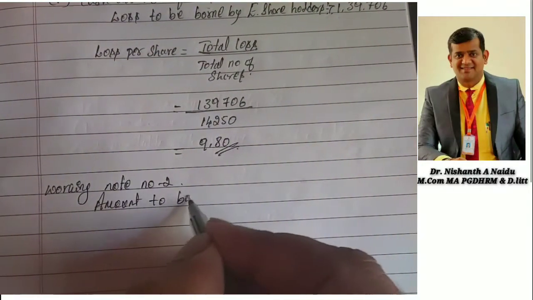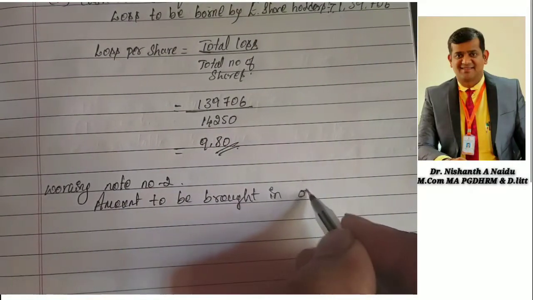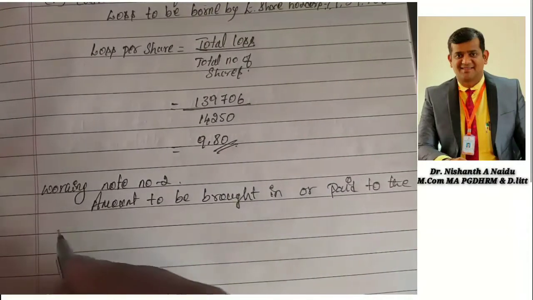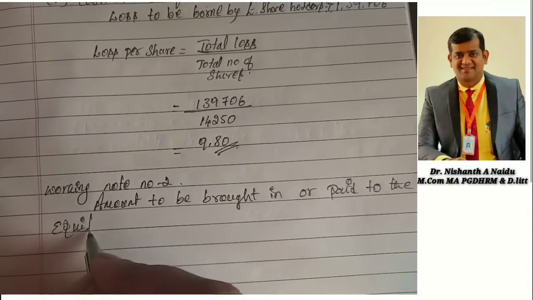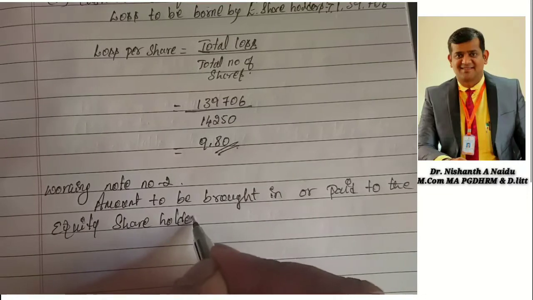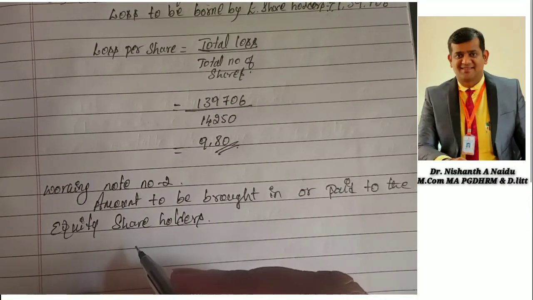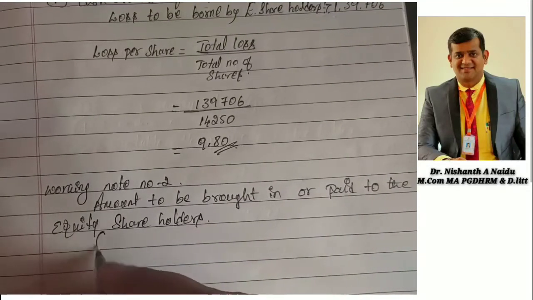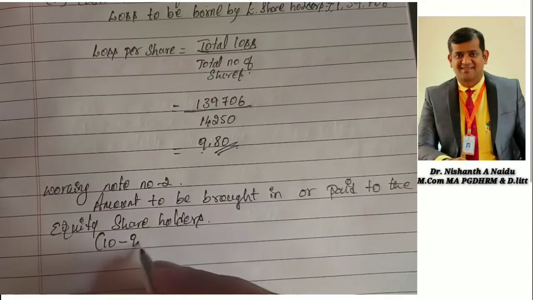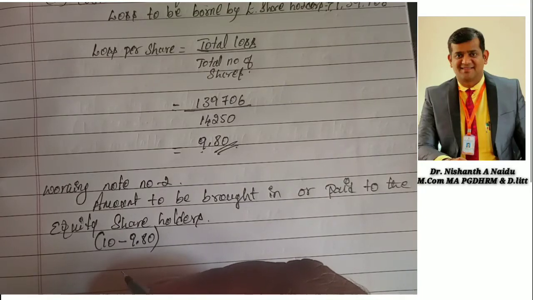Amount to be brought in or paid to the equity shareholders. Now, how much is paid up? Rupees 10 each, fully paid. They have paid rupees 10, but the loss per share is 9 rupees 80 paise. So the difference is how much then?